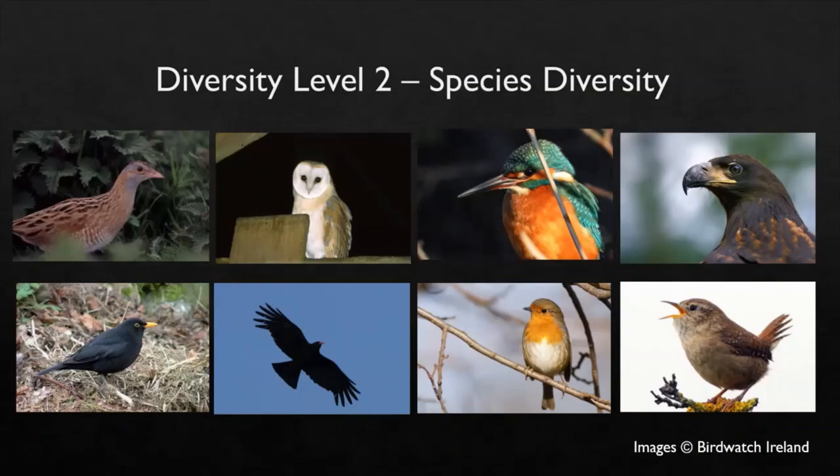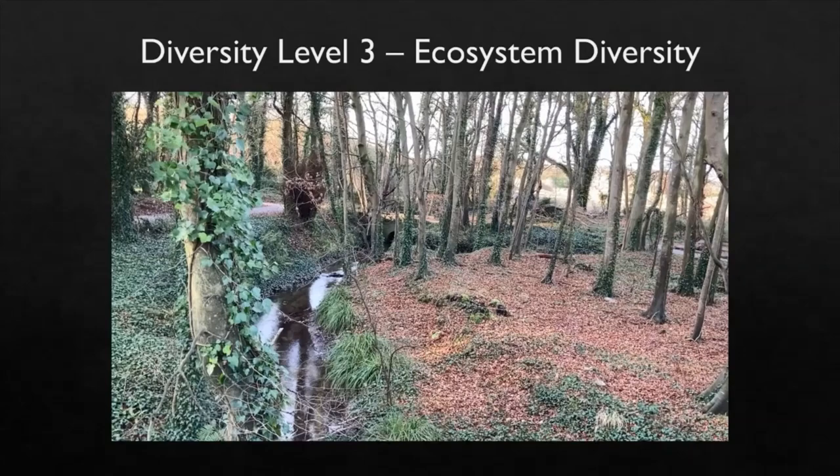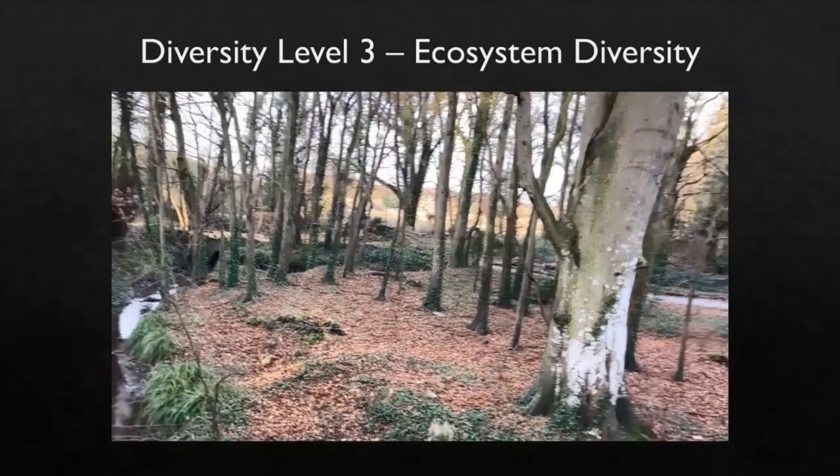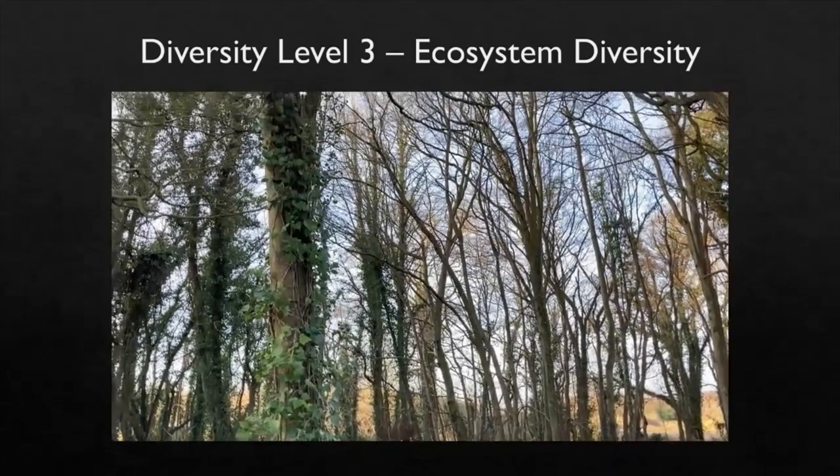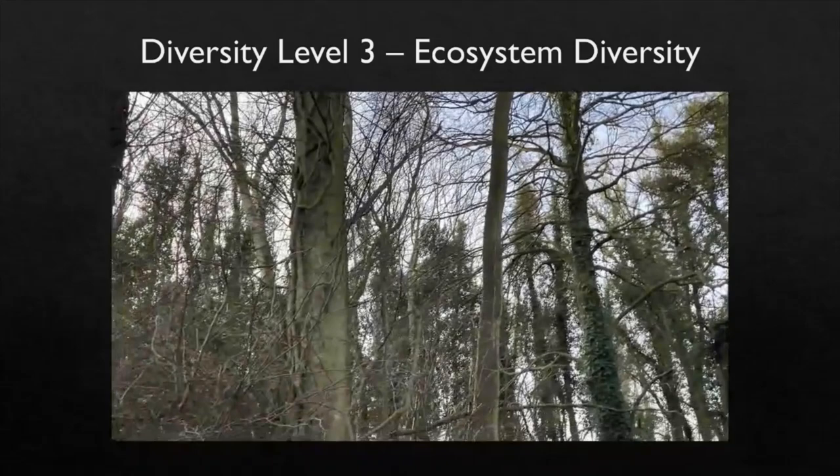And the final level of biodiversity that we consider is the ecosystem level. An ecosystem can be defined as a biological community of interacting species and the physical environment in which they live together. In Ireland, we have ecosystems such as woodland or river ecosystems. We have bog ecosystems, grassland ecosystems, and of course the marine ecosystem, amongst others.